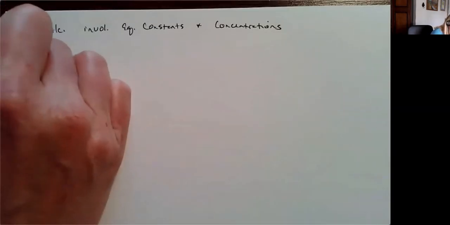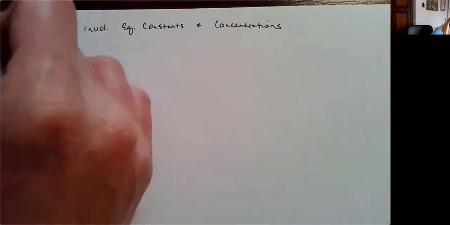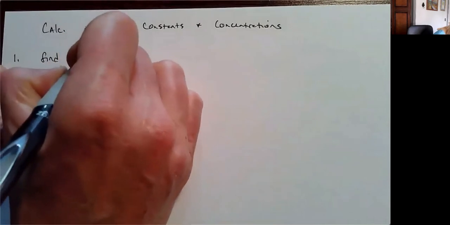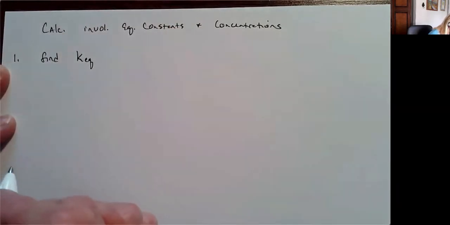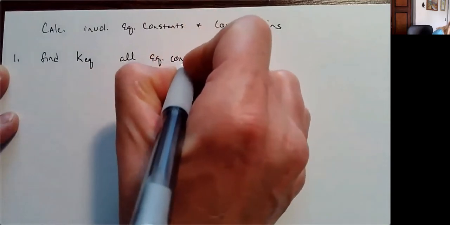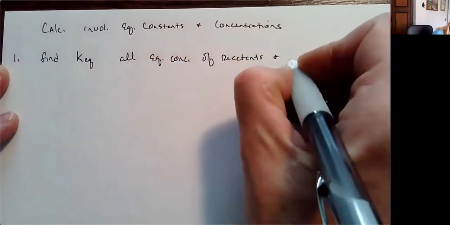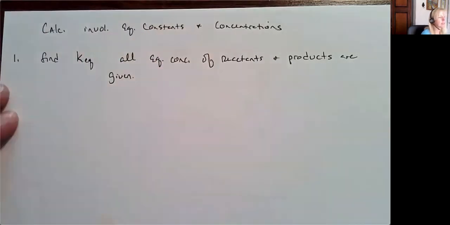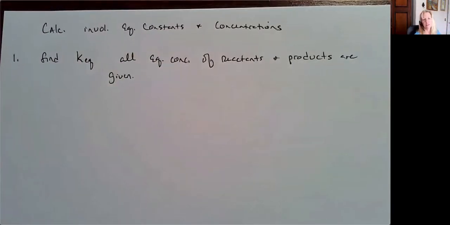And so I'm just going to go through these really quickly with you and do some simple calculations to show you what I'm talking about. So we actually have five different ways. The first one is the simplest, and this is I want to find the equilibrium constant, KEQ, if I know all equilibrium concentrations of reactants and products are given. This is my simplest way to look at this scenario because I have everything given to me.